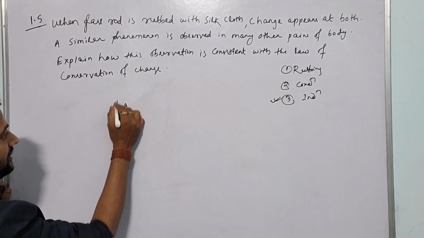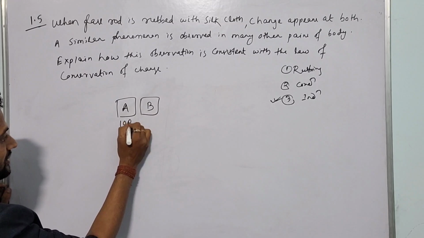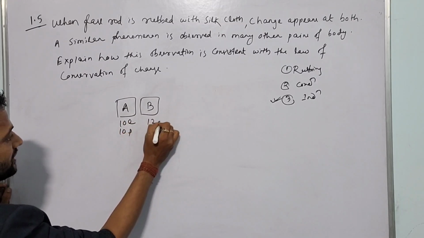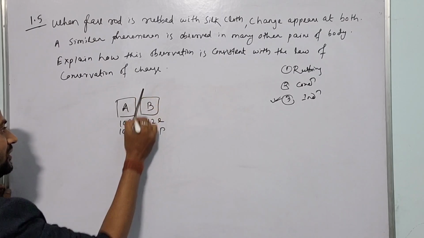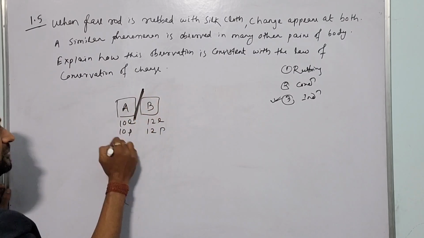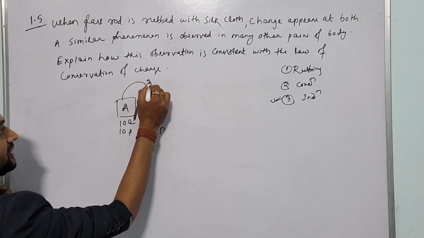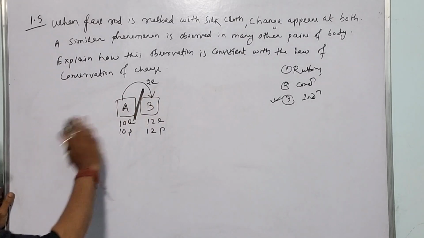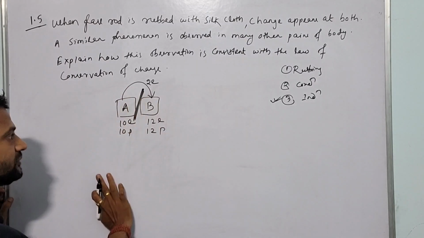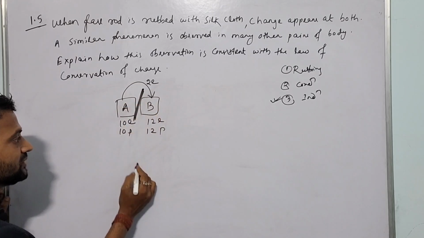देखो, let there are 2 body A and B and both are neutral. A has 10 electron, 10 proton. B has 12 electron, 12 proton. ठीक है. Let A rubbed with B. Due to rubbing, let electron jumps from A to B. Let two number of electron jumping from A to B. देखो B to A भी हो सकता है. That depends on the electronic configuration. Let due to friction, two number of electron jumps from A to B.